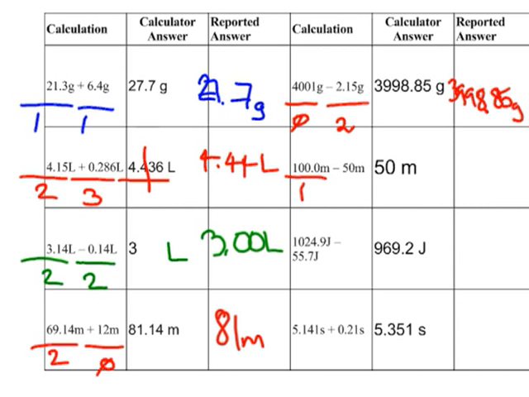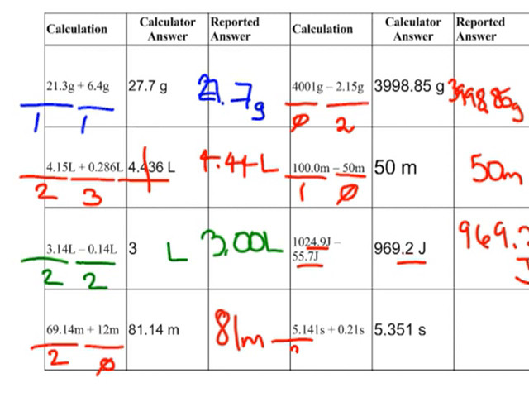100.0 meters has one number after the decimal place, and 50 has 0. So my final recorded answer should have no numbers after the decimal place, which is just 50 meters. 1,024.9 joules has one after the decimal place. 55.7 has 1. So the number that I have, 969.2 joules, after the decimal place is 1. So I am content with this answer. It's 969.2 joules. Do not forget the units.